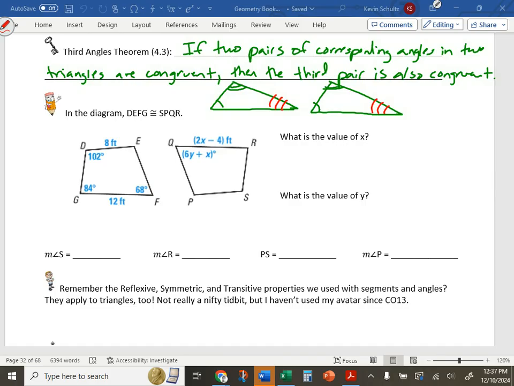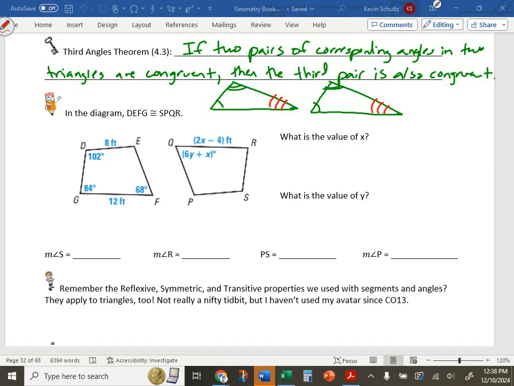This tells you D corresponds with S, angle E with P, F with Q, G with R. It also tells you that, for example, side DE corresponds with side SP, or side EF corresponds with PQ, FG corresponds with QR, and GD, going from the last to the first, GD corresponds with RS. So everything you need to know about the shapes and what matches up with what is told to you in the congruency statement. Okay?